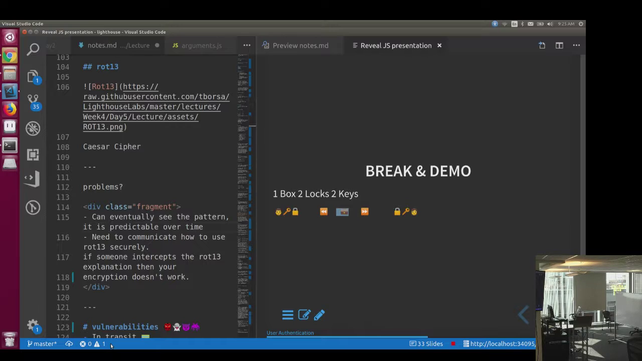So we'll take a 15-minute break, brainstorm solutions, and we'll see if we can get a way that we can have secure transport between Alice and Bob with just these constraints. We'll come back at 9:40.